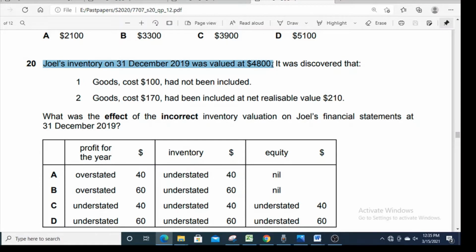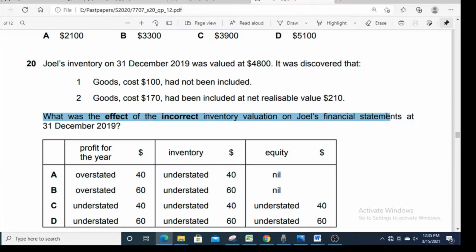So the value of closing inventory is 4800. It was discovered that goods cost 100 had not been included and goods cost 170 had been included at net realizable value of 210. What was the effect of the incorrect inventory valuation on Joel's financial statements at 31st December 2019? Here, students must remember that inventory is valued at the lower of cost and net realizable value.